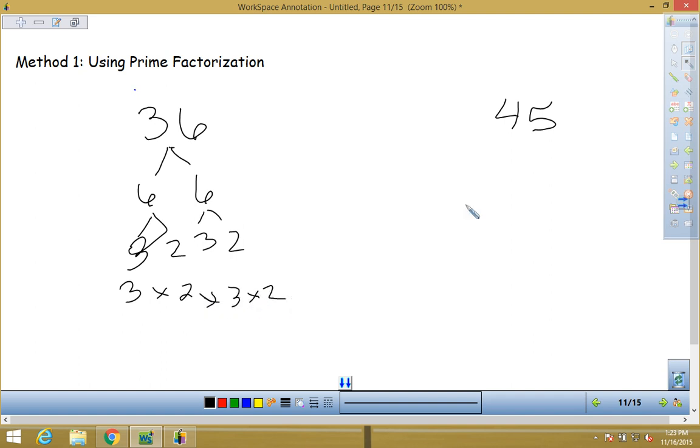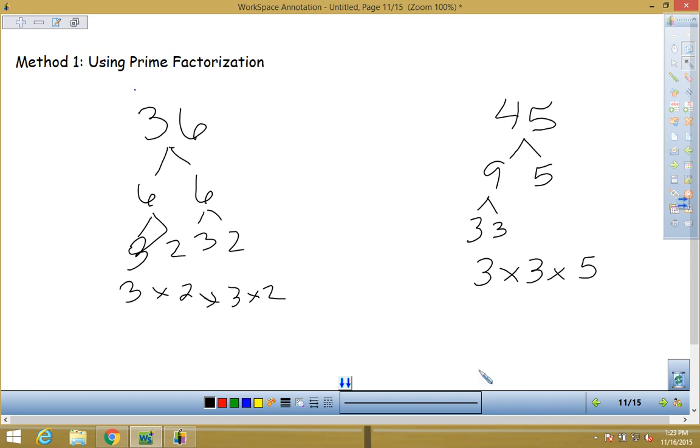Okay, 45. Amelia, what can I do to break up 45? 5 and 9, absolutely. Okay, is one of these prime? Yes. Which one? 5. What about 9? No, you break it into 3 and 3. Okay, so when I look at this, I've got 3 times 3 times 5.